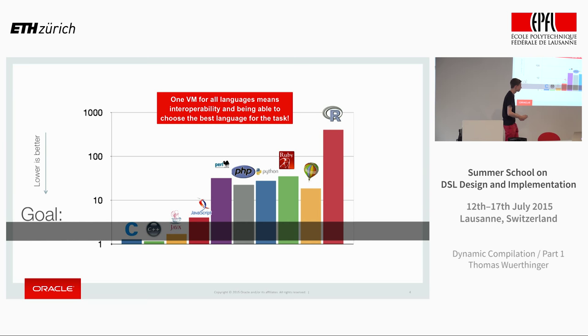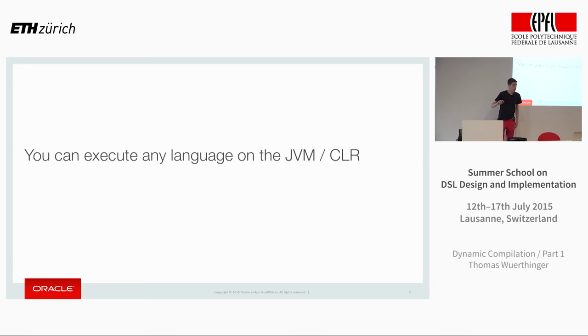Some people might say this multi-language thing, you can execute almost any language on the Java virtual machine or on the .NET common language runtime. But the truth is that you can only execute a language as long as it looks like Java or C#. This is why executing languages on platforms like the JVM or CLR has not been very successful, because they compromise a lot. Usually the language implementations are not as fast as the specialized ones, and often they also have to make compromises around the type system.